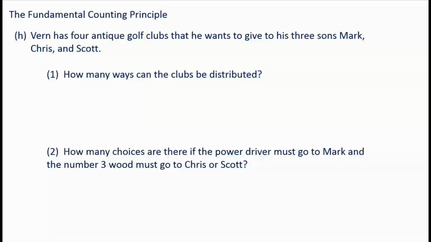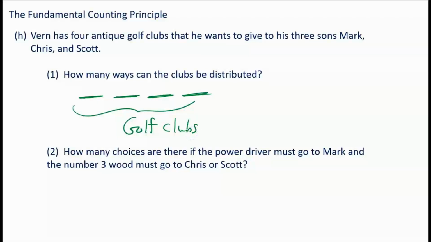Now, notice there aren't any restrictions on this question number 1 for H. So, if he wanted to give them all 4 to Mark, he could. Or give 3 of them to Mark and 1 of them to Scott, and Chris gets nothing. He could. It doesn't say that that's not an option. So, when you think about doing this, here's what I want you to think about. The tasks are giving away the 4 golf clubs, not the 3 sons. It's the 4 golf clubs. So task number 1 is giving away golf club number 1. Task number 2 is golf club number 2. Task number 3 is golf club 3 and golf club 4. Are you with me? So again, this is golf clubs.